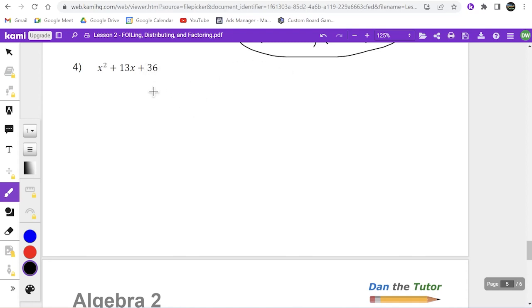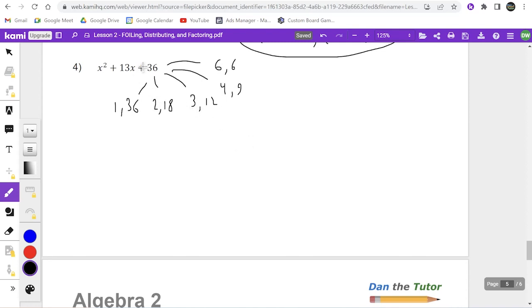We have to figure out the factors of 36. There's a lot of factors of 36. You got 1 and 36. You got 2 and 18. You got 3 and 12. You got 4 and 9. And then you got 6 and 6. That's 1, 2, 3, 4, 5 factor pairs.